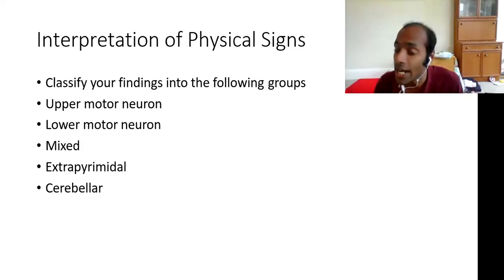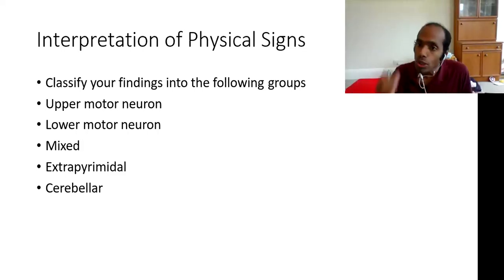It cannot go below L1, because the two legs are already supplied. So the highest root supplying the two legs is L1. So it has to be above that point. The lesion has to be above that point.